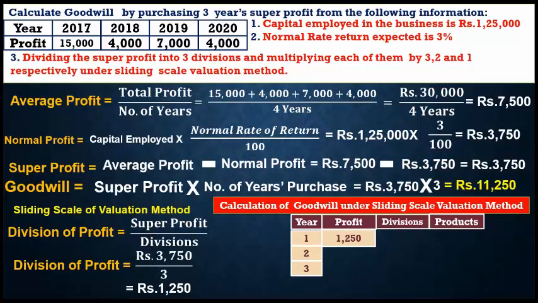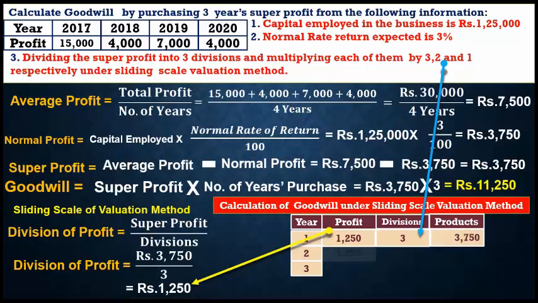Next, profit means the division of profit, how much rupees? 1,250. And divisions are given in this problem. What are the divisions? 3, stated in the problem clearly. First year 3, second year 2, third year 1. If there are 4 divisions, 4, 3, 2, 1. In this problem, divisions are given as 3, 2 and 1. First year 3. Now multiply 1,250 into 3 divisions. What is the product?